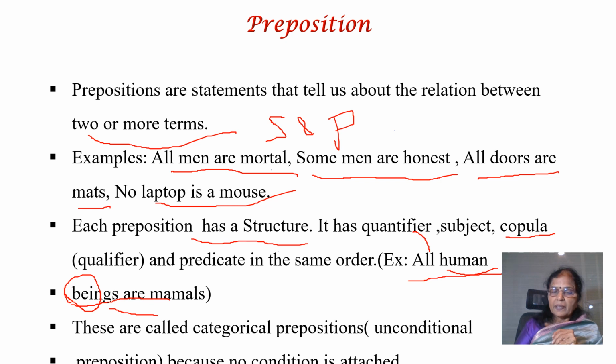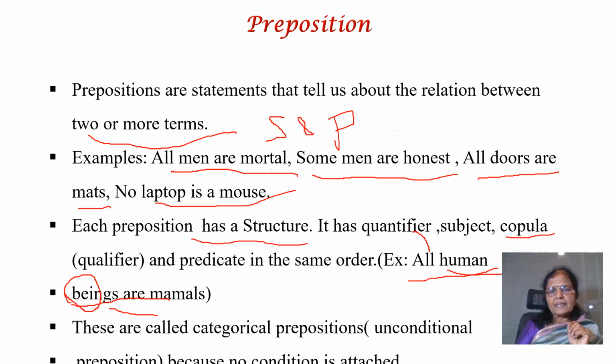So you got it? So each preposition has a structure which has a quantifier, subject, copula and predicate. Copula is also called as qualifier. And in the same order. And now you know what is a quantifier. It quantifies, it measures something, it counts something. And subject is what we are talking about, and copula is the qualifier, which actually denotes the relationship, whether they are or they are not. That is the qualifier. And then the predicate. Here the predicate is nouns.